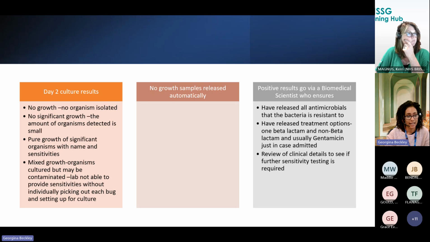We usually try and give 1 beta-lactam option, so 1 penicillin-based option, and 1 non-beta-lactam. And we always try and release gentamicin in our gram-negatives, just in case the patient comes into hospital, because that's our first line intravenous antibiotic. We will also try and review the clinical details, i.e. pregnancy, beta-lactam allergy, upper urinary or lower urinary tract. And again, that's why it's really important to put those, because we do look at them and we try and supply you with some useful reporting there too, either to see if we need to do further sensitivity testing or write a useful comment to try and guide your treatment options.